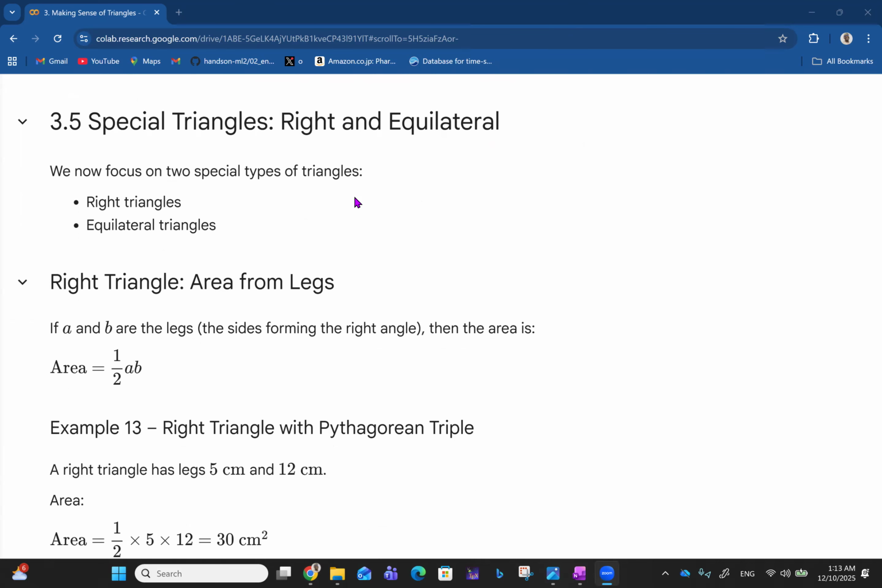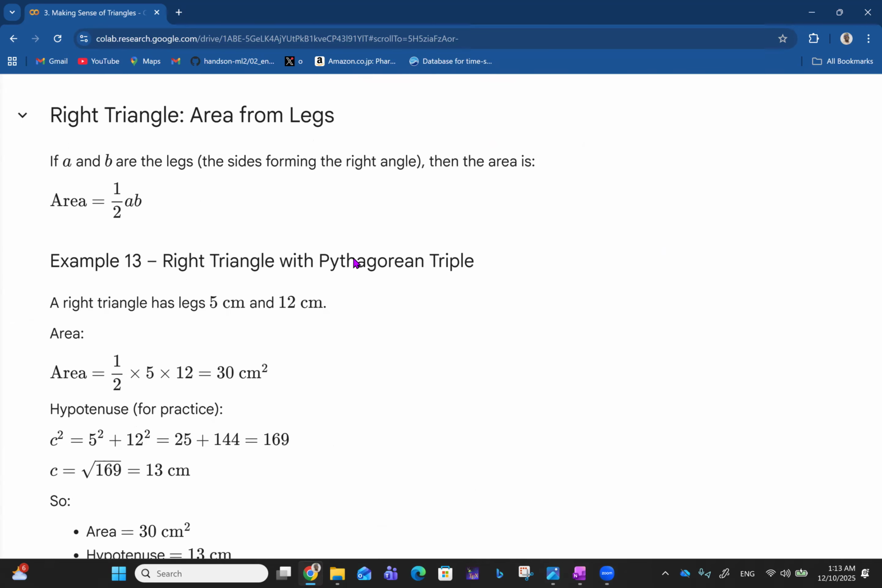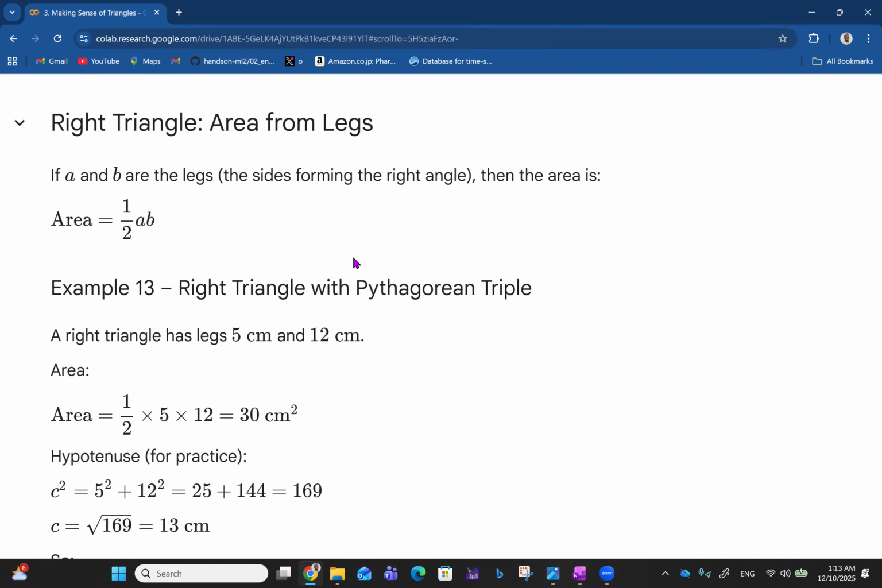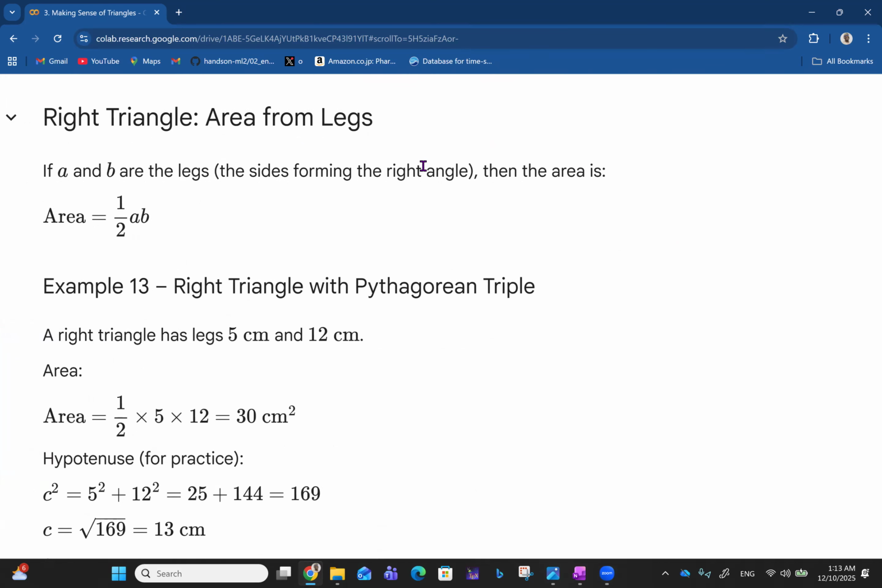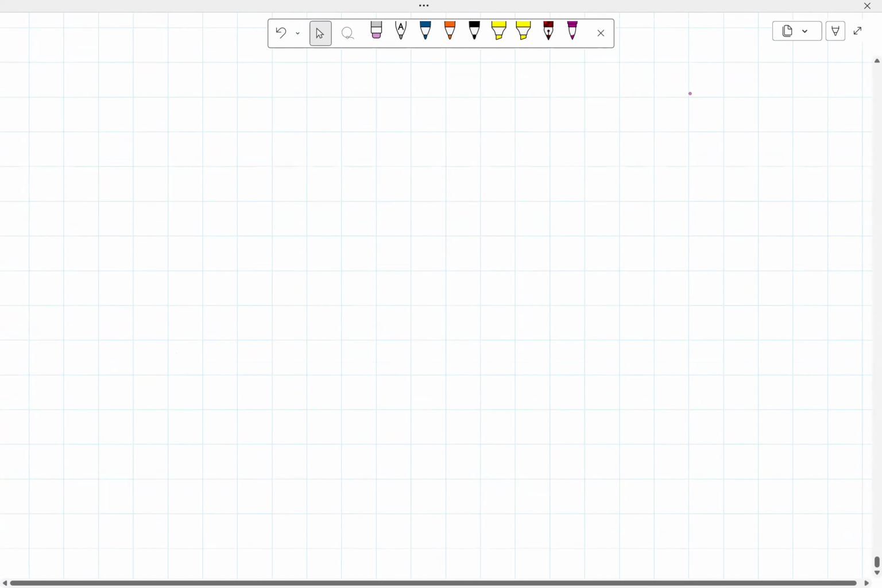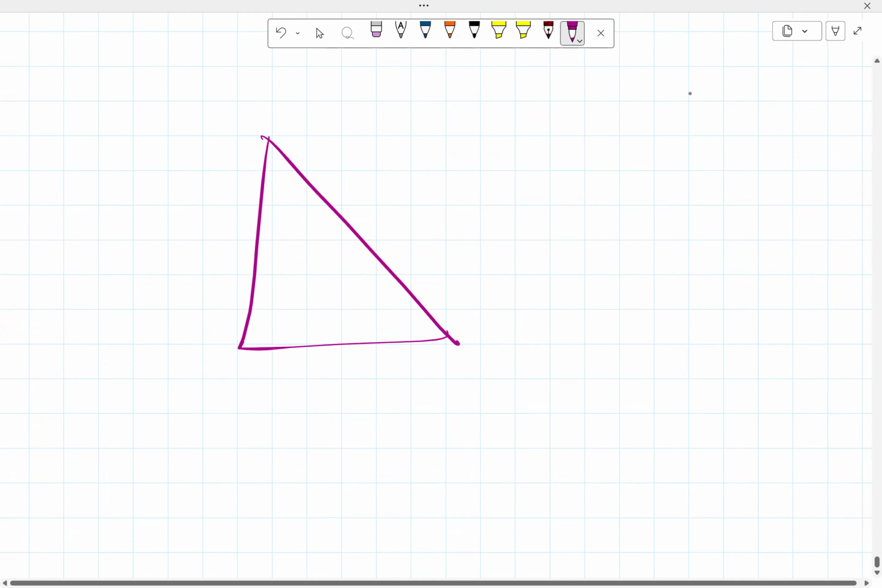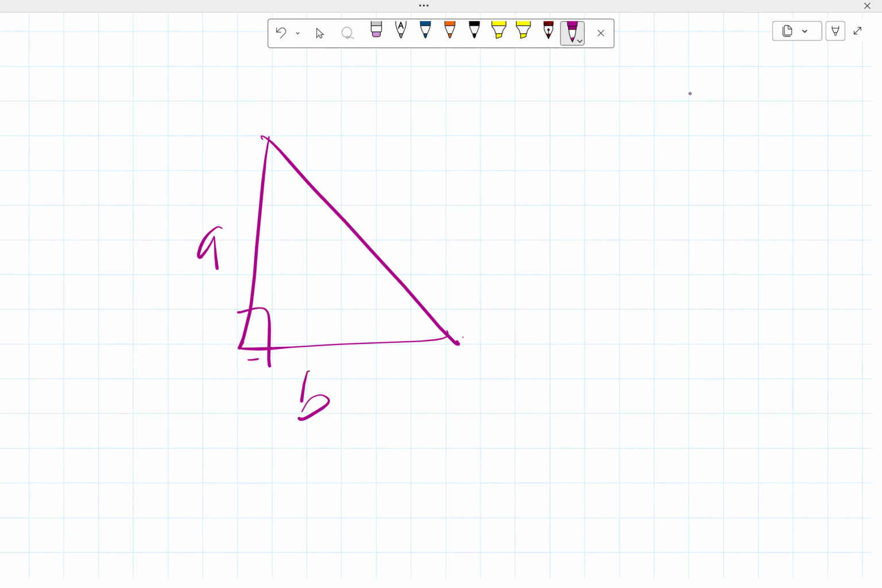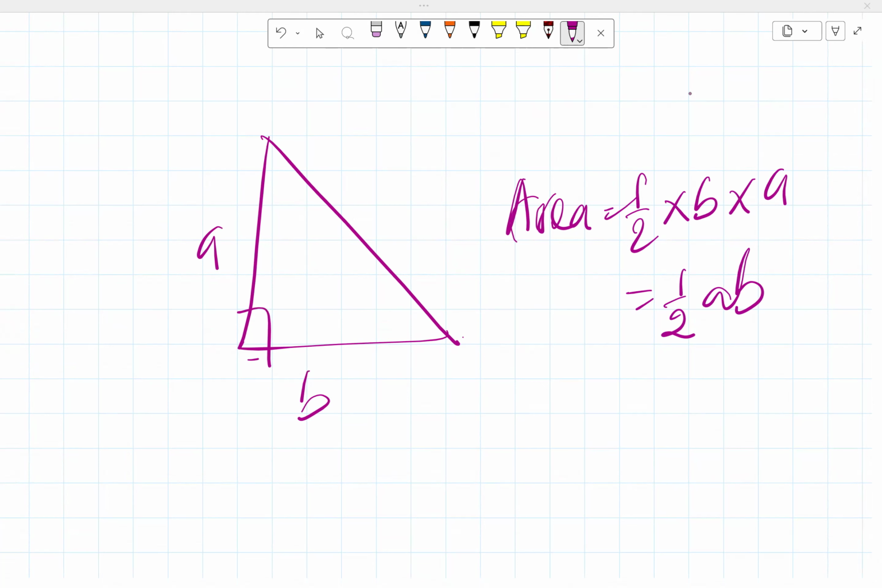So we now focus on two special types of triangles: right triangles and equilateral triangles. For a right triangle, we have area from the legs. If A and B are the legs, the sides forming the right angle, then the area is half A times B. If you have a right angle triangle like this, and the legs are just A and B, one is automatically base, one is automatically height. So the area will just be half times base B times height A. That's half AB. It's still the same thing we are talking about here.